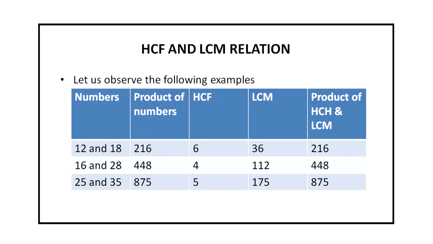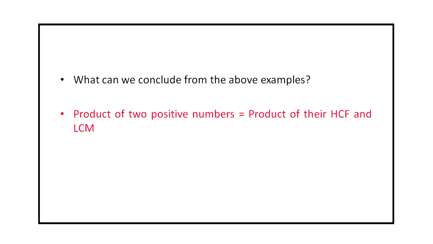For the third example, I'm using the numbers 25 and 35. When we multiply them, we get 875. HCF will be equal to 5. When LCM is determined, we get 175. And when we multiply HCF and LCM, it is 875. So what can we conclude from the above examples? It is interesting to note that the product of two positive numbers equals the product of their HCF and LCM.